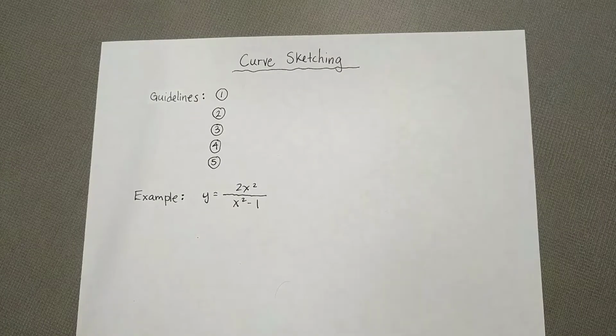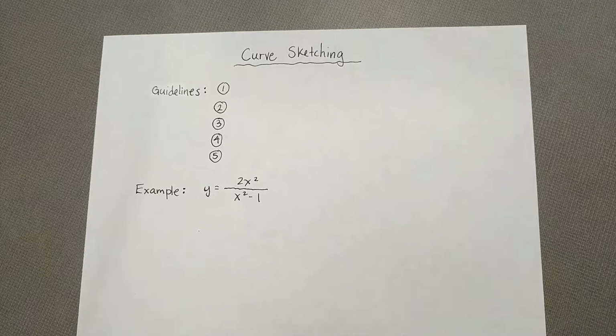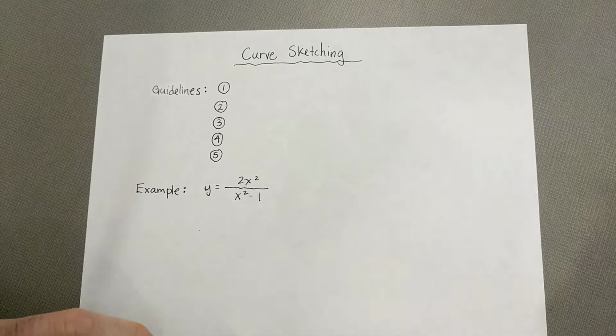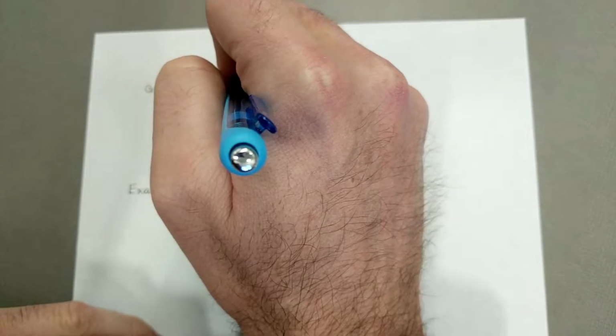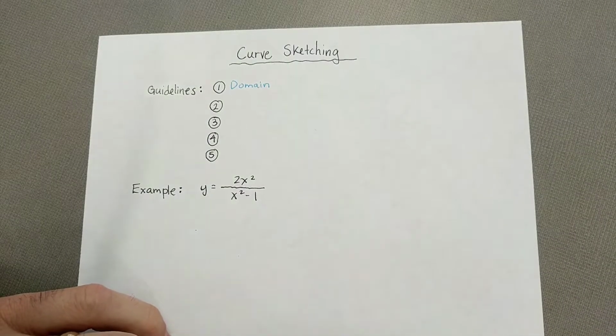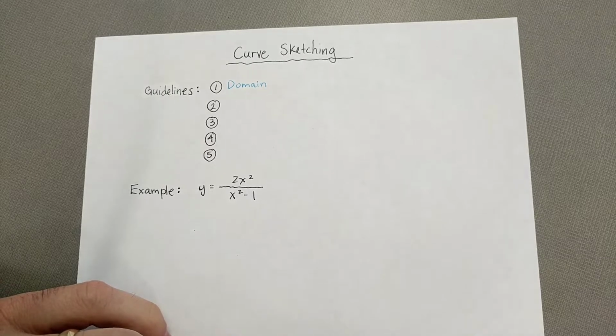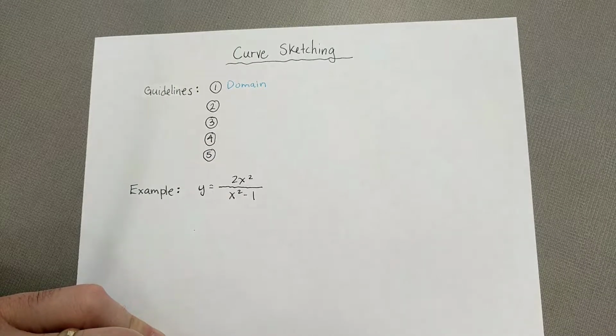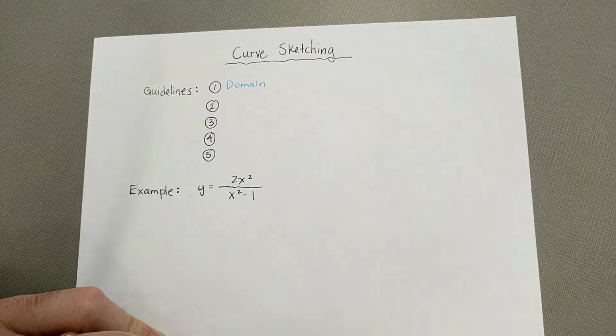These are guidelines. You don't have to do them necessarily in this order. Sometimes you don't even necessarily need to do all of these things if you can just sort of see it. But this is sort of how I think about sketching curves here. So one of the first things I do is I identify the domain of the function. That allows me to immediately think about candidates for asymptotes and discontinuities and things of that nature.